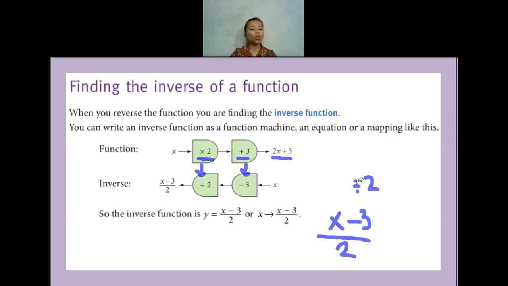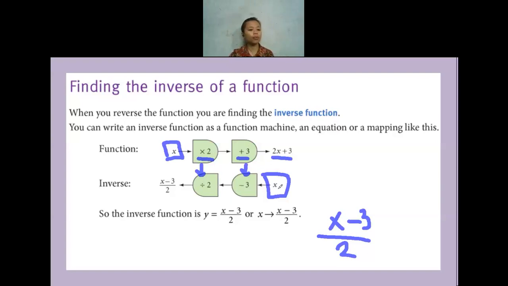And then you just need to copy all the function machine. This is plus 3. The opposite of plus 3 is minus 3. The first one is times 2. The opposite of times 2 is divided by 2. Because it is inverse, usually we go from the left side, but now it is inverse, so we go from the right side. All the numbers we copy and paste, but we just do the opposite. Plus 3 becomes minus 3, times 2 becomes divided by 2.